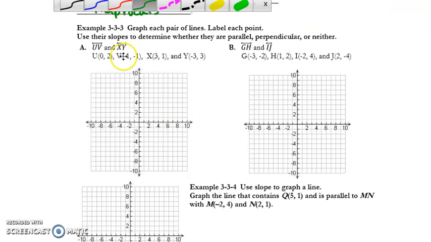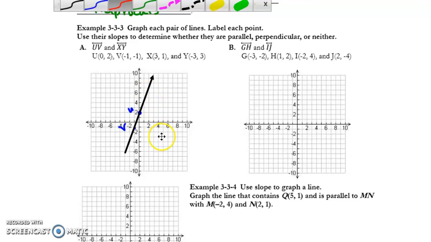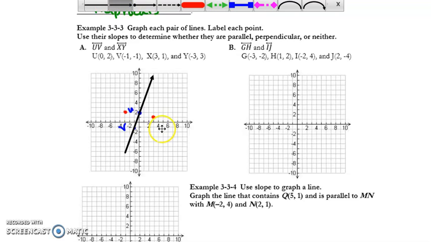So let's go ahead and graph these two lines and then see if they are parallel, perpendicular, or neither. Okay? So go ahead and plot 0, 2, label it U. Plot negative 1, negative 1, label it V. Using a straight edge, go ahead and draw a line through those 2 points. And next, for XY, we're going to go to 3, 1, and then negative 3, positive 3. And then draw a line through those 2 points.